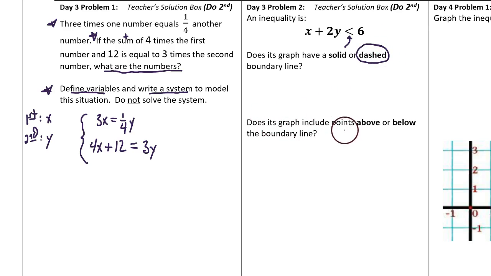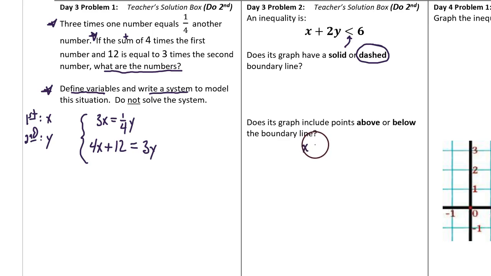Does the graph have points above or below the boundary line? To decide this, we have to know if we have a less than or greater than arrow. But it's really important that you don't decide this until after you've changed to slope-intercept form. Because if along the way you ever divide by a negative number, the arrow will switch.